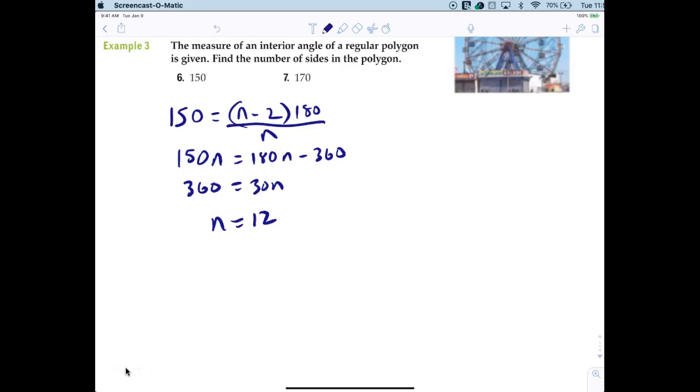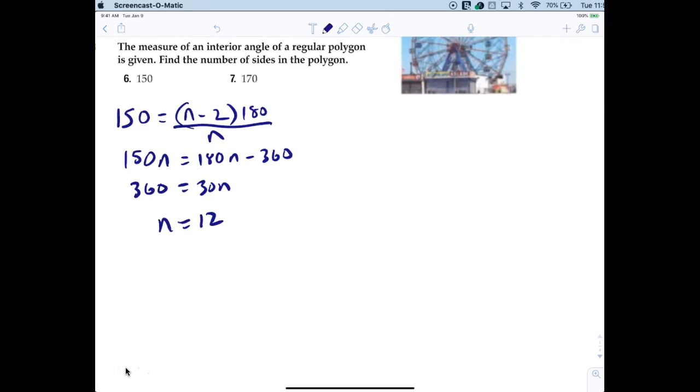So now let's do number 7. 170 degrees is equal to n minus 2 times 180 divided by n. Obviously, that would be 36, right? Double check my math, please.